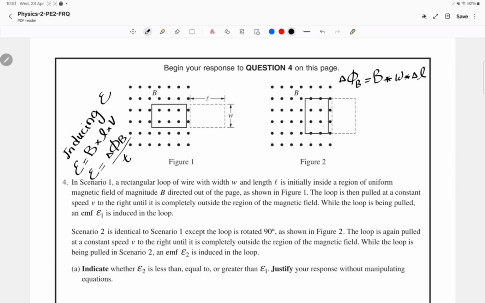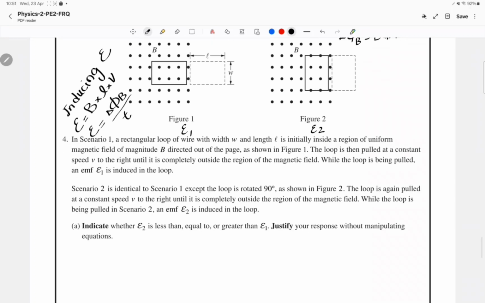But this is called EMF2, and this is called EMF1. And as of this moment, we're not being asked anything. Maybe they're going to ask us to compare them, right? So let's see. Indicate whether EMF2 is less than, equal to, or greater than EMF1.